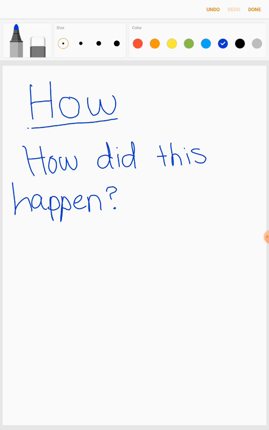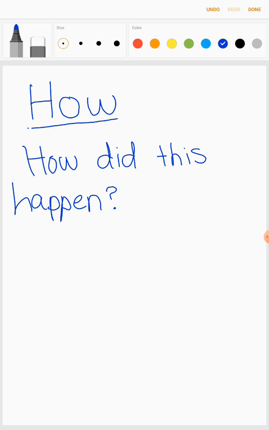How did this happen? So maybe you were playing in the room with your brother or sister, and your mom comes in and says, how did this happen? Because she sees your juice spilled all over the ground. She wants to know the cause of the juice on the ground. So then you would respond by saying, we were playing and we accidentally spilled the juice. So you can use how to find the cause of something.